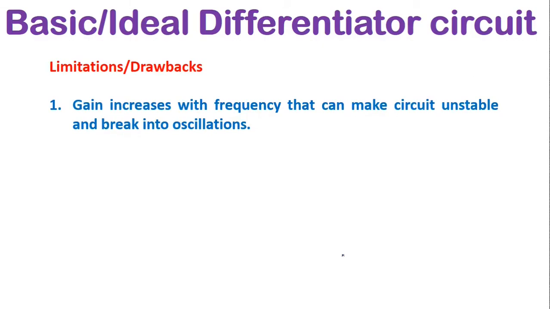First one is the gain of the differentiator increases with frequency, which makes the circuit unstable and break into oscillation. So let us understand this statement. We know that the capacitive reactance is given by Xc1 equal to 1 upon 2 pi f c1. So this is the capacitive reactance of the capacitor which is connected in the differentiator circuit. From this equation, the capacitive reactance Xc1 is inversely proportional to frequency. That means when frequency increases, the capacitive reactance decreases, and when frequency decreases, the capacitive reactance increases.